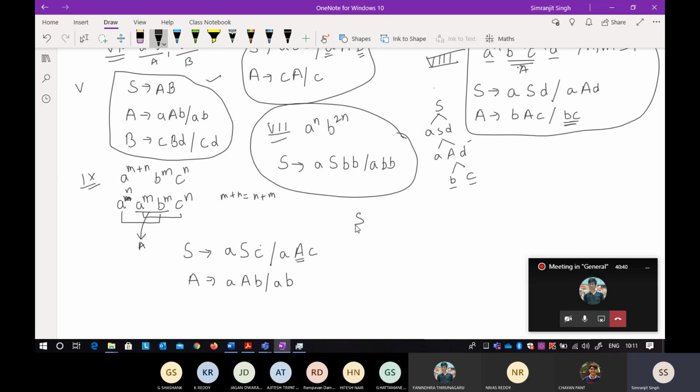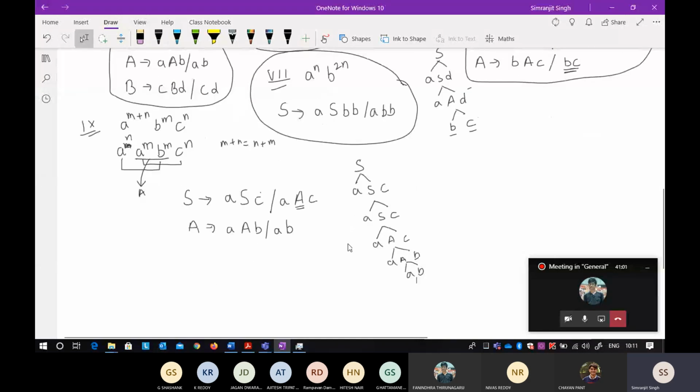If you take a derivation tree, it will be S to aSc, and just take a little bit of a longer tree, a S c, and then there is a c, and then there is a b, and then there is ab. Just to see that we are deriving it correctly or not. So it is 1 2 3 4 5 a's, 5 a's, and then there are 2 b's, and then there are 1 2 3.